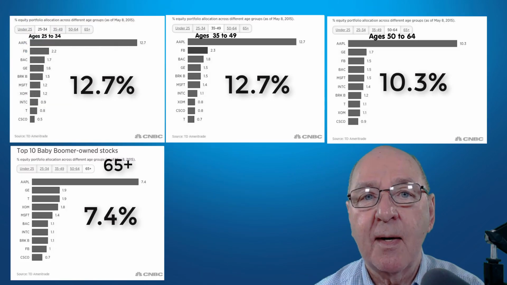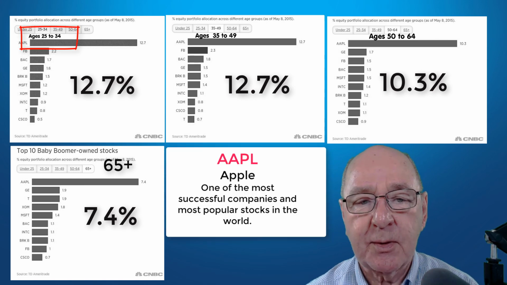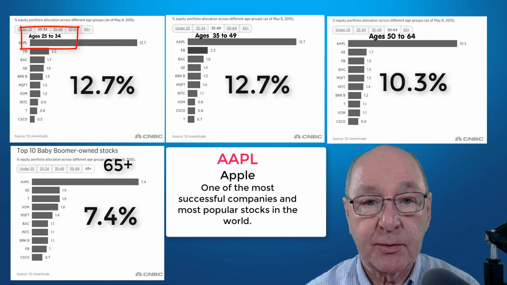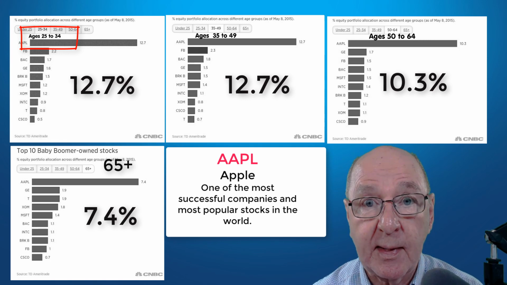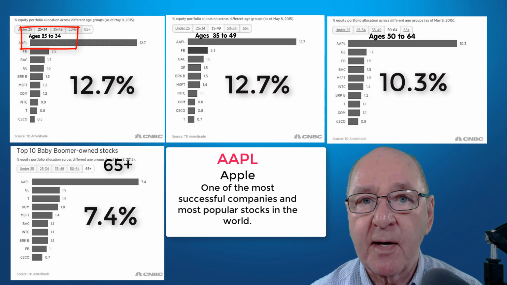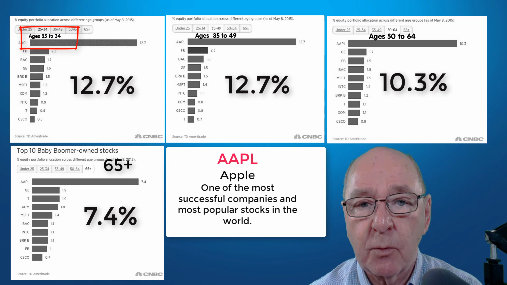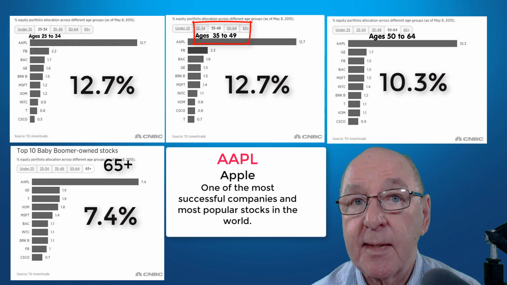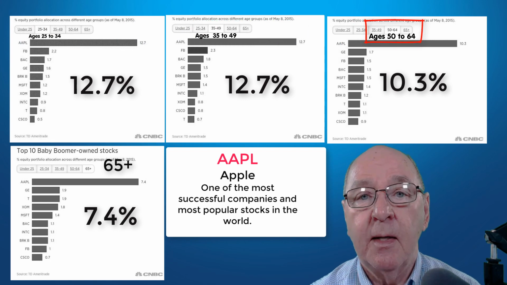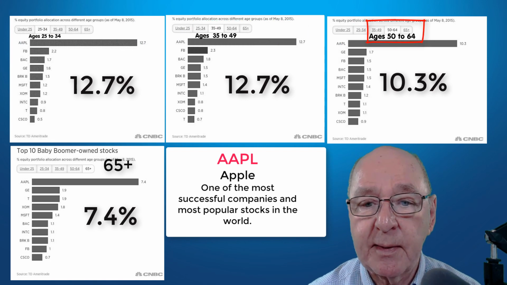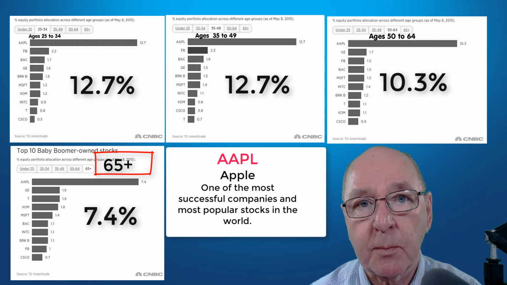The most popular stock in America is Apple. The symbol is AAPL. As you can see here on these displays, these are 2015 figures, but it's still much the same today in 2020. We have 12.5% of portfolios of all the people aged 25 to 34. From 35 to 49, the same 12.7% of their portfolio is Apple stock. 50 to 64, 10.3, and at 65 plus, it's still up at 7.4%.